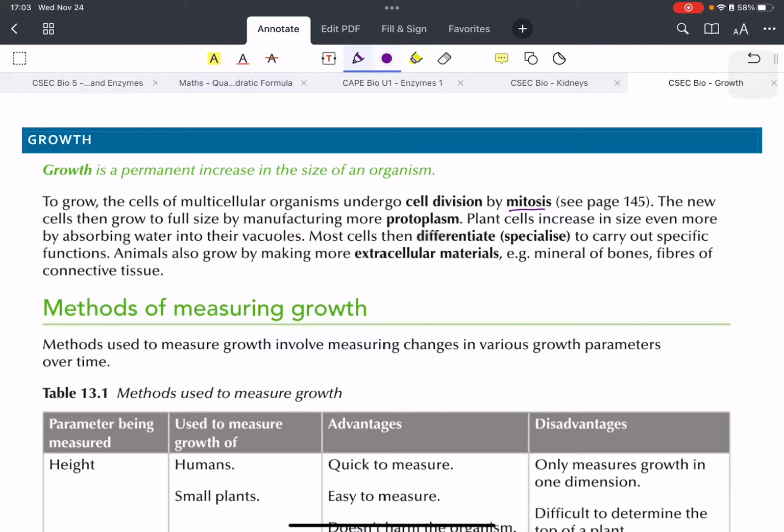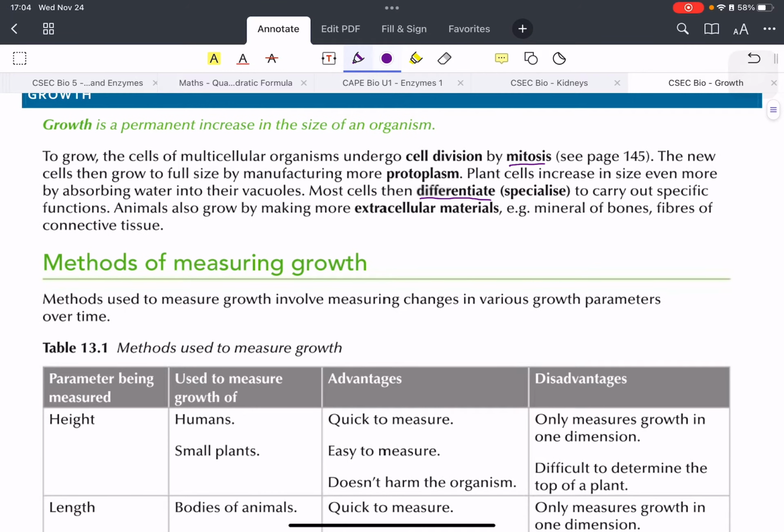So eventually cells begin to differentiate, right? So when we say differentiate, we mean that the cells specialize in certain functions, like how doctors will specialize. Like you have a pediatrician, you might have a cardiologist. So cells specialize according to the function that they need to do, right? So that's really how growth occurs.